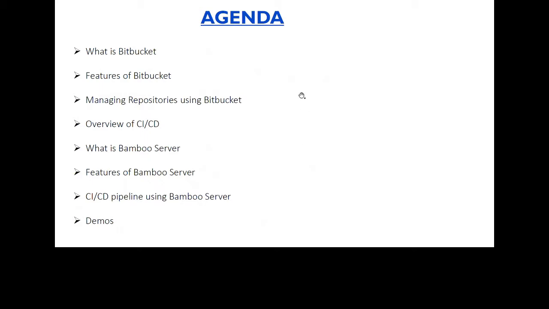Now, what are we going to learn today? You're going to learn very briefly about what Bitbucket is, the features of Bitbucket, and how to work with Bitbucket, in which you can create repositories, create branches, and pull and push repositories from your local machine onto Bitbucket. We'll look briefly at what continuous integration and continuous delivery are, and how to work with the Bamboo server and Bamboo cloud, and how to use your CI/CD pipeline using the Bamboo server. And we'll see some demos in between so that you can understand the concepts we are learning here.